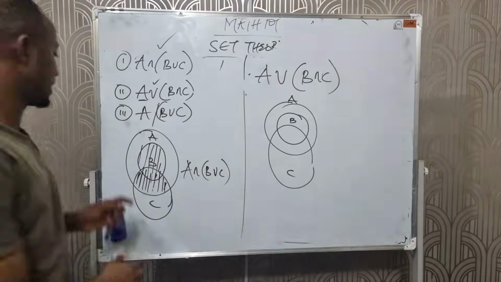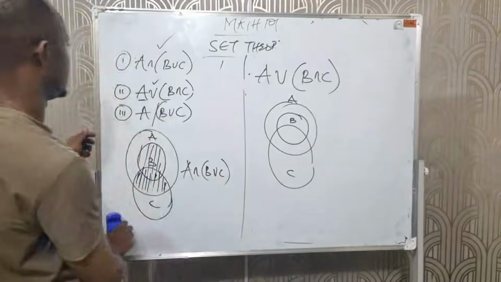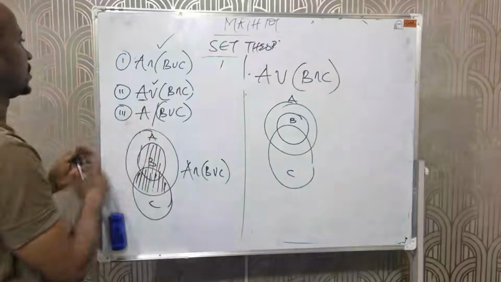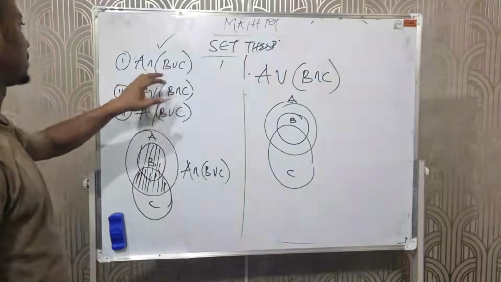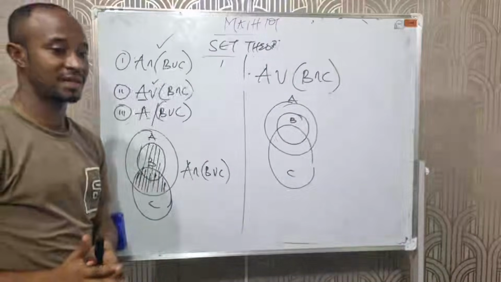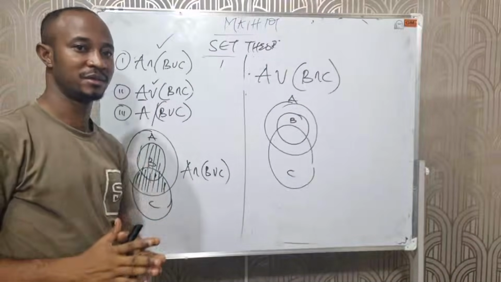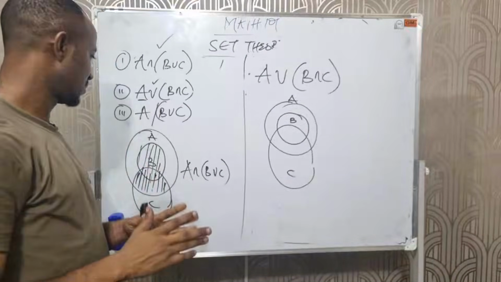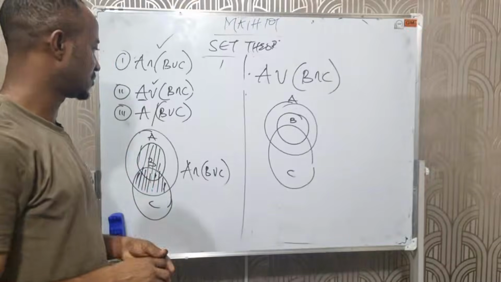Now, the second part I want us to look at is this. We have seen A intersection B union C. I'm so sorry for that. My phone battery was so low. I needed to plug it in so that I can finish up with this.